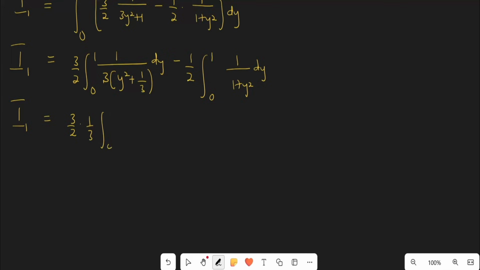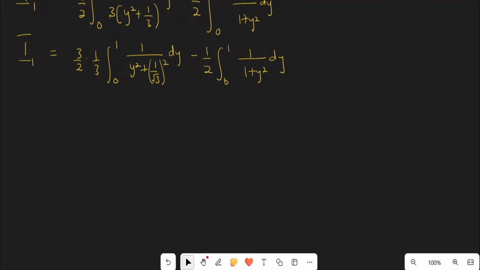So we have the integral from 0 to 1 of 1 all over y squared plus 1 over 3, which can be written as 1 over the square root of 3, all this one squared, dy, minus 1 over 2, the integral from 0 to 1 of 1 over 1 plus y squared dy. Now that we have this, everything is easy.